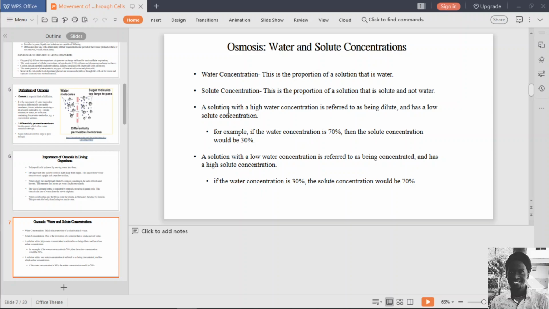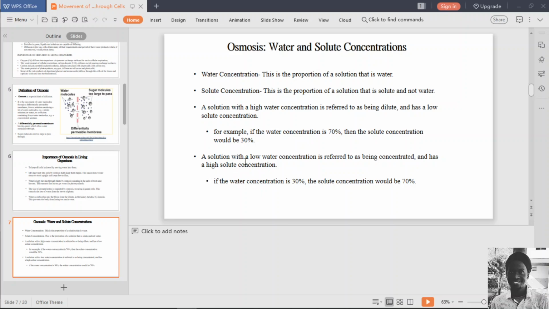Okay, a solution with a high water concentration is referred to as being dilute and has a low solid concentration. For example, if the water concentration is 70%, or in other words, if 70% of the solution is water, then 30% of that solution would be solute, or the solid concentration would be 30%.